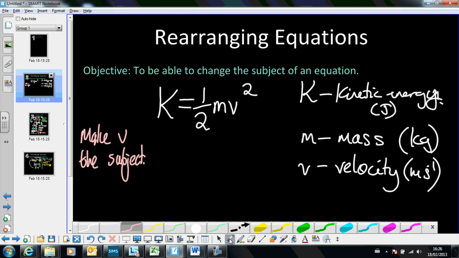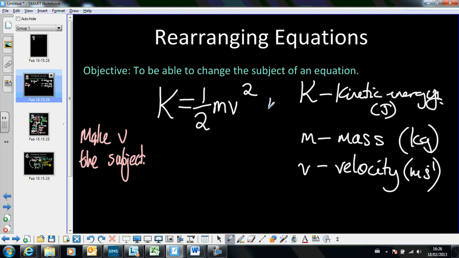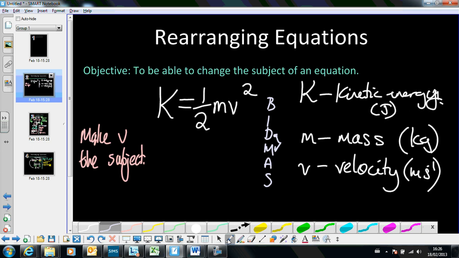The first thing I'm going to do, half mv squared, remember we're going to go through our BIDMAS, order of operations, PEMDAS, however you prefer, BODMAS, so a few different variations, all mean the same thing. I'm going to deal with the division, the half. It doesn't matter if you think of it as a division or as a multiplication. Multiplying by a half is the same as dividing by 2, before I look at the other letters and the v squared in particular.